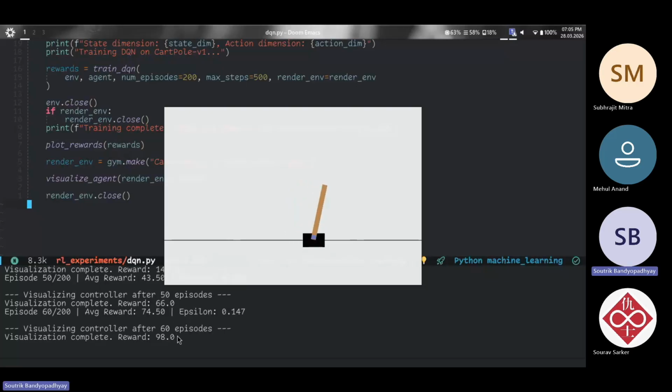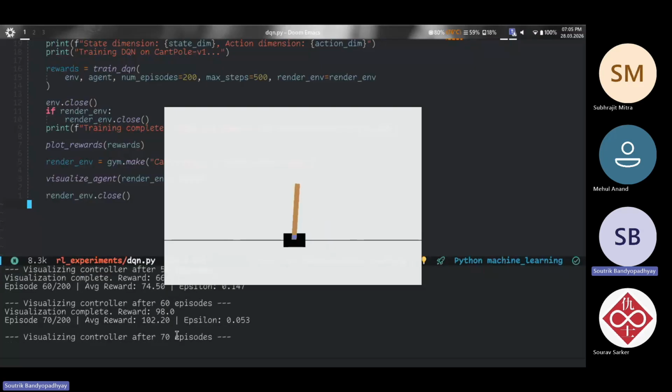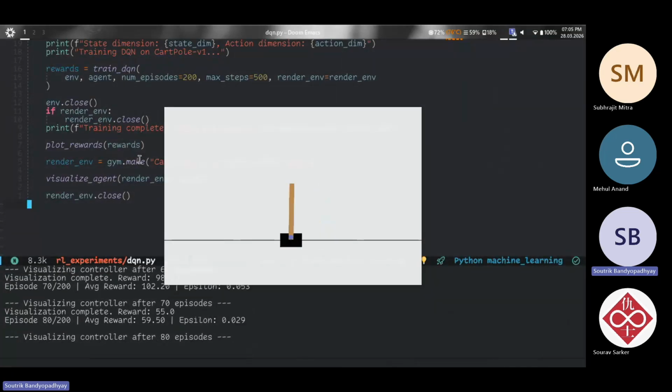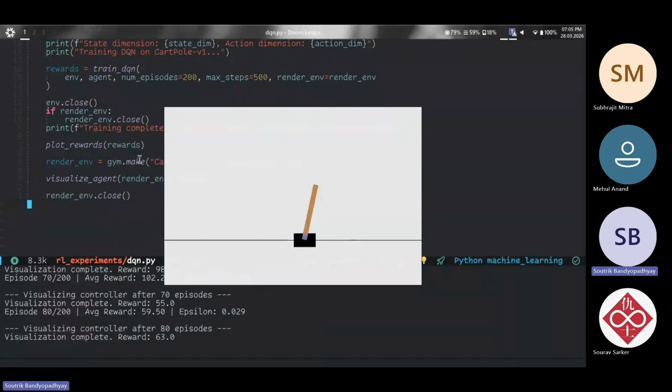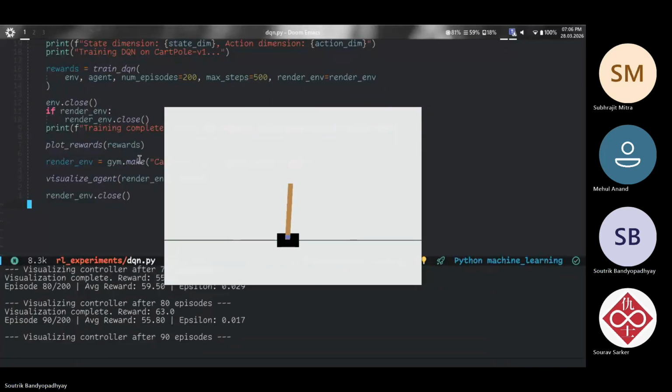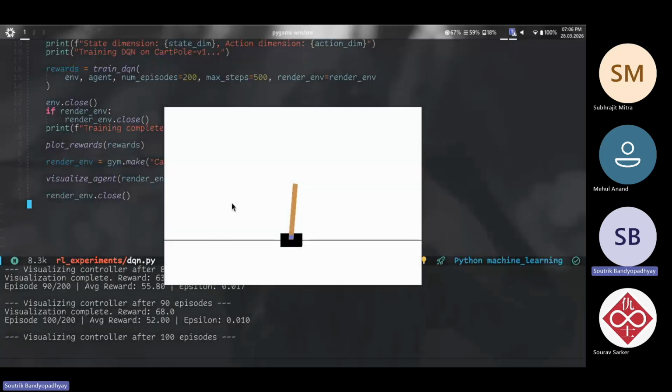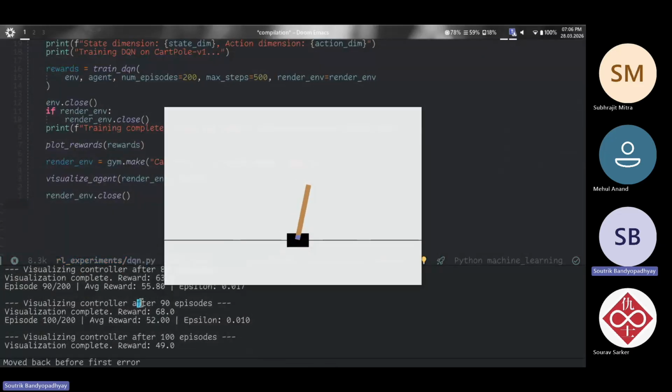So it would take some time to train, and I would encourage the viewers to play with this code and vary the different hyperparameters and see how the training progresses. So yeah, this was till now my presentation. So I'm stopping this right now, as it would otherwise take a long time to complete.